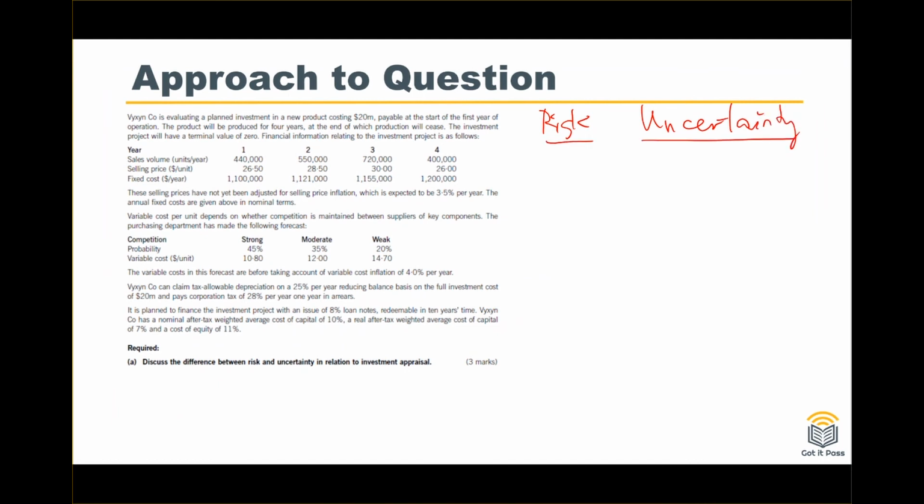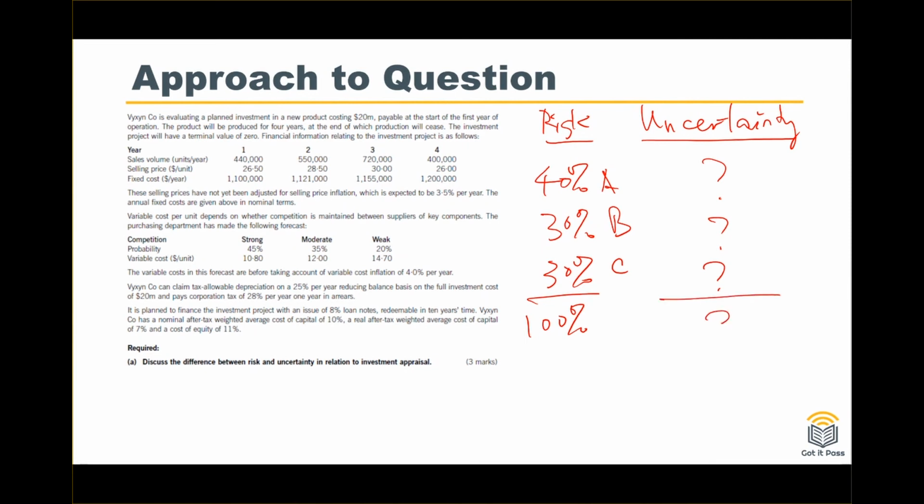For risk, you can assign the probability, for example, 40%, 30%, and 30%. Okay, so the sum together is 100% across each scenario, A, B, C. For uncertainty, there's no probability that can be assigned. So it's uncertain.